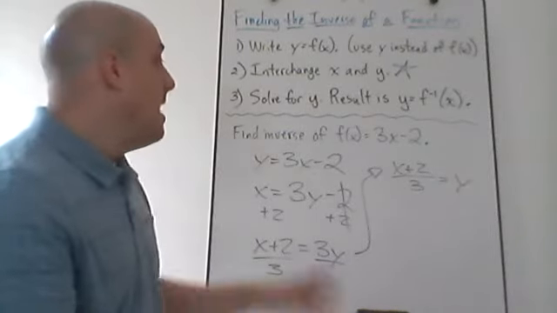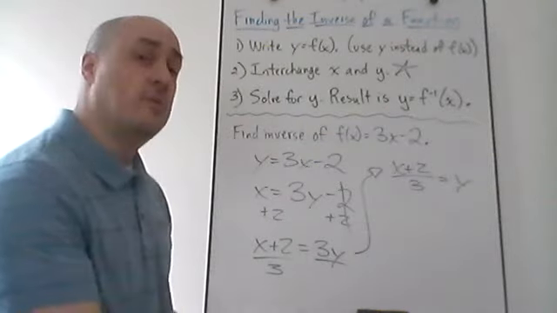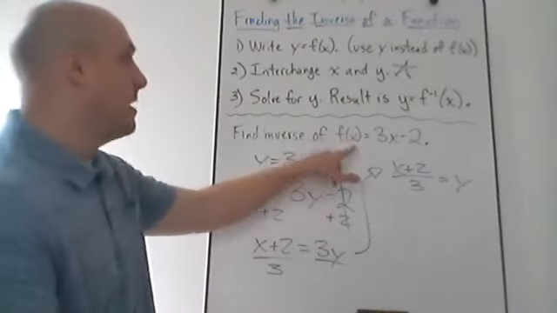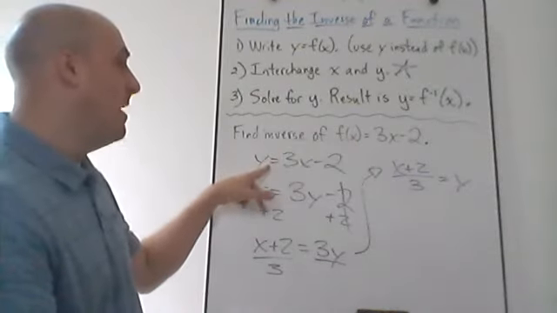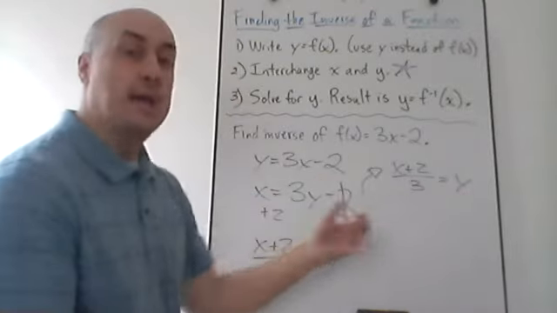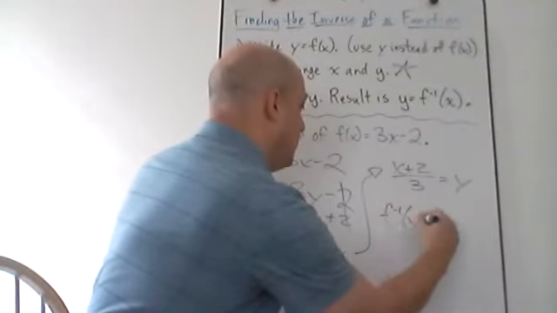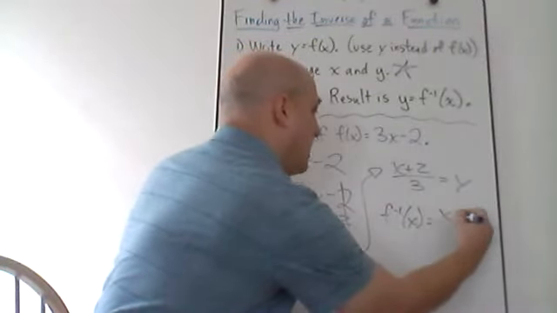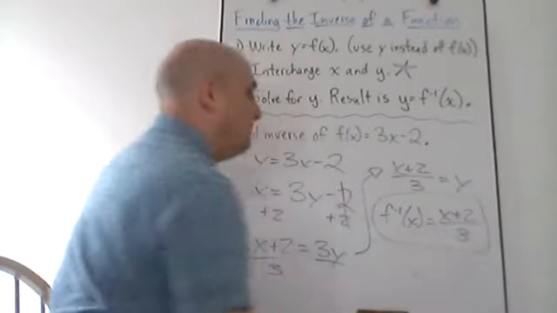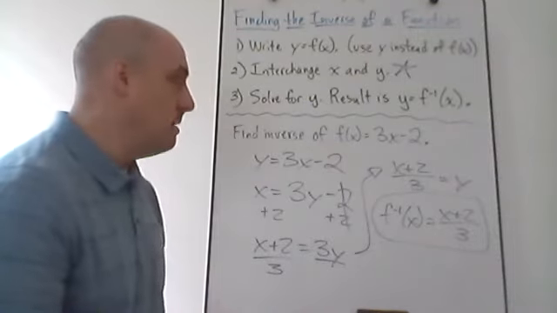So we get that, and now my result is y equals f inverse of x, right? So the last thing I want to do now is write this in that inverse function notation, just like up here, I changed the f of x to a y. After I switch the x and y and do all this stuff, I now want to change the y into the f inverse. So I would say f inverse of x equals x plus 2 all divided by 3. That's my inverse of f of x equals 3x minus 2.